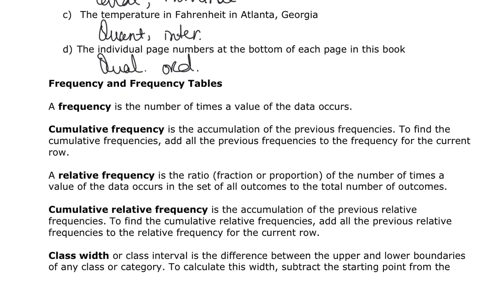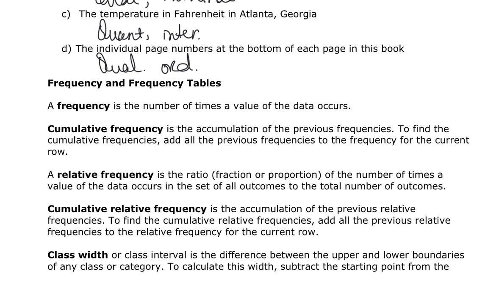Now we're going to look at frequency and frequency tables. Here's some vocabulary. Frequency is the number of times a value of data occurs. Like I said before, if I was talking about left and right-handed, I would be doing a tally. So I would talk about the frequency of somebody saying they're left-handed versus right-handed.